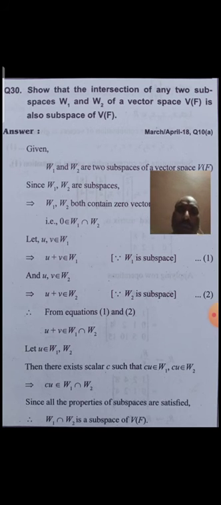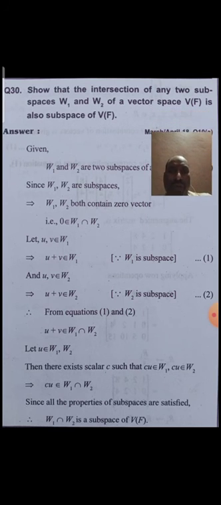Since W1, W2 are two subspaces, this implies W1, W2 both contain the 0 vector. Since W1, W2 are subspaces, they are vector spaces, so both contain the 0 vector, that is, 0 belongs to W1 intersection W2. Let u, v belong to W1.